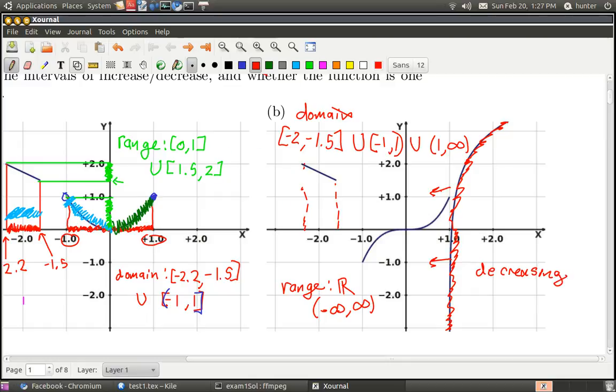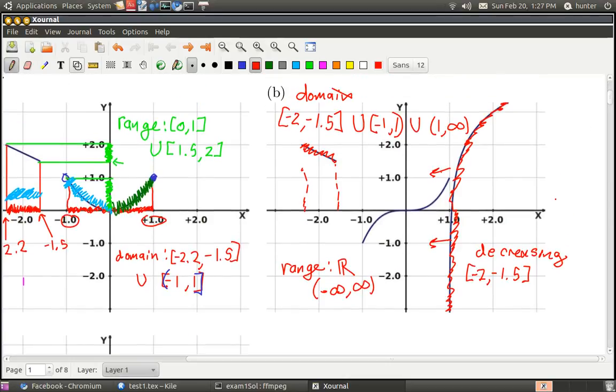So this little part is pretty clearly decreasing, so we'll put in the interval from negative 2 to negative 1.5. Alright. And it's also decreasing nowhere else. That's it, actually. See, that's the only part where it's going down. And now where is it increasing? Okay, well, everywhere else. So I'll just put the rest of the domain here. It's increasing from negative 1 to 1, and then also from 1 to infinity.